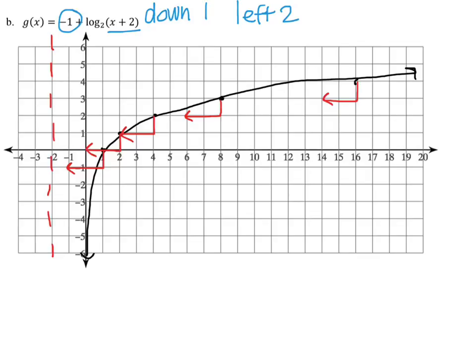So I'm going to have a point at each of these spots. So these down 1, left 2 points. And then I'm just going to go ahead, connect the dots. So this blue graph is the graph of g of x.